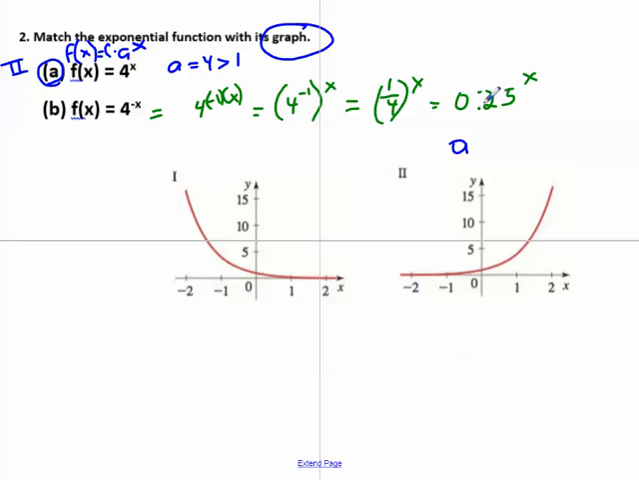0.25 is certainly less than 1, so this green one is decay, and decay is right down here. Every time we move forward, we're multiplying by a number that's smaller than 1, and we're getting smaller. So this one is decay, because a is less than 1, and this is situation B, and B is graph number 1. So there's two different ways to look at 4 to the x power and 4 to the negative x power.